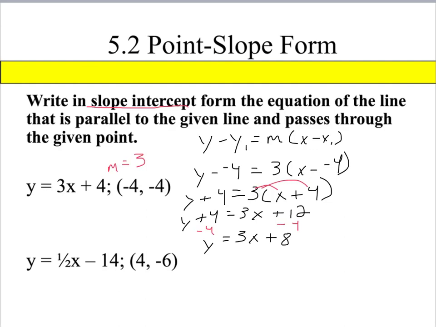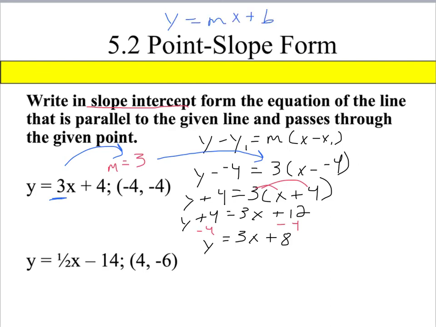Okay, I took the slope out of there, put that in my new equation, plugged in my points to my point slope, and I solved for y. Notice y equals 3x plus 8 is in slope-intercept form. So make sure you put it back into slope-intercept form, which, as you remember, is y equals mx plus b.